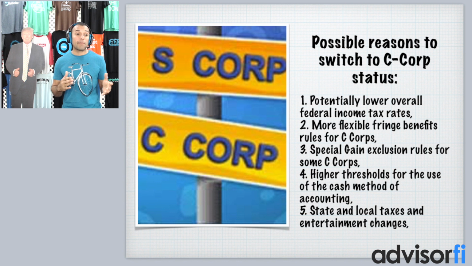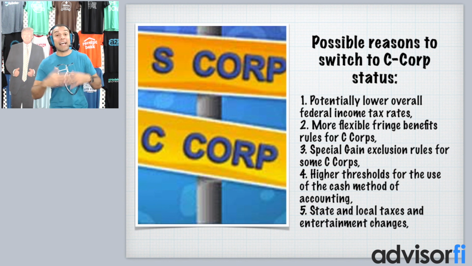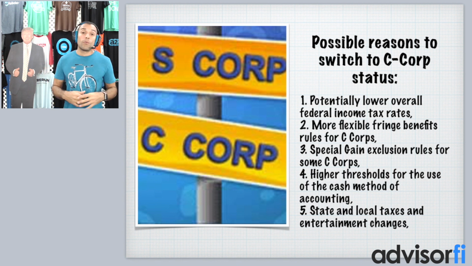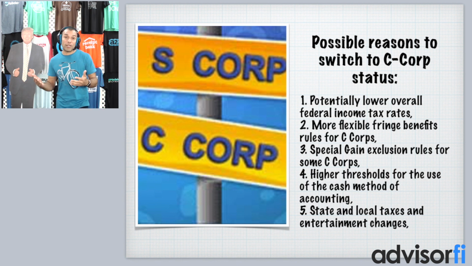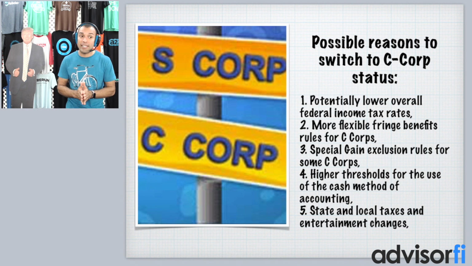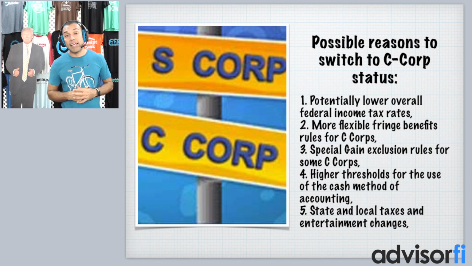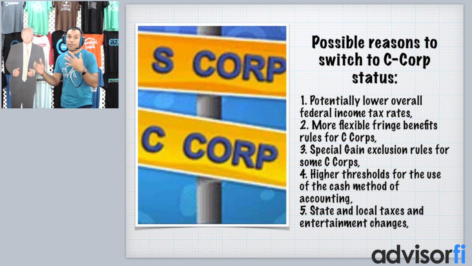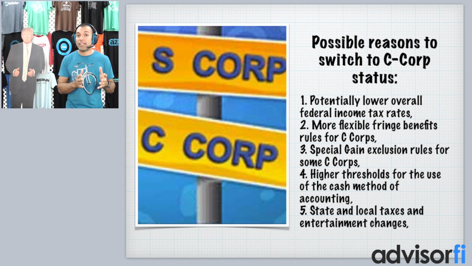Okay, so here are some possible reasons why you would want to switch to a C-Corp status from an S-Corporation. Number 1, potentially lower overall federal income tax rates. So you as an individual, if you're very successful and you're at the highest income tax rate possible, which is in the upper 30s, if you switch from an S-Corp to a C, you could potentially lower your federal income tax obligation, whatever that high mid-30s personal tax rate is, down to a flat 21%.